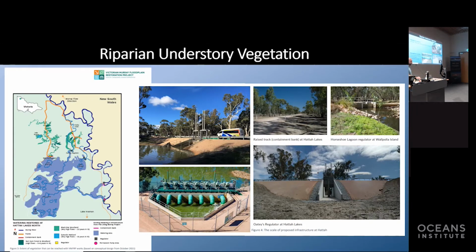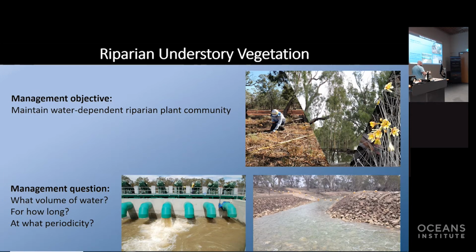If we set up the problem for our example, there is a management objective, and it has to do with the riparian plant community, the understory vegetation. This is one objective in the management program: to maintain the water-dependent plant taxa, right? That's both specific and vague. We don't know what maintain means, but let's just say we don't want it to go down.